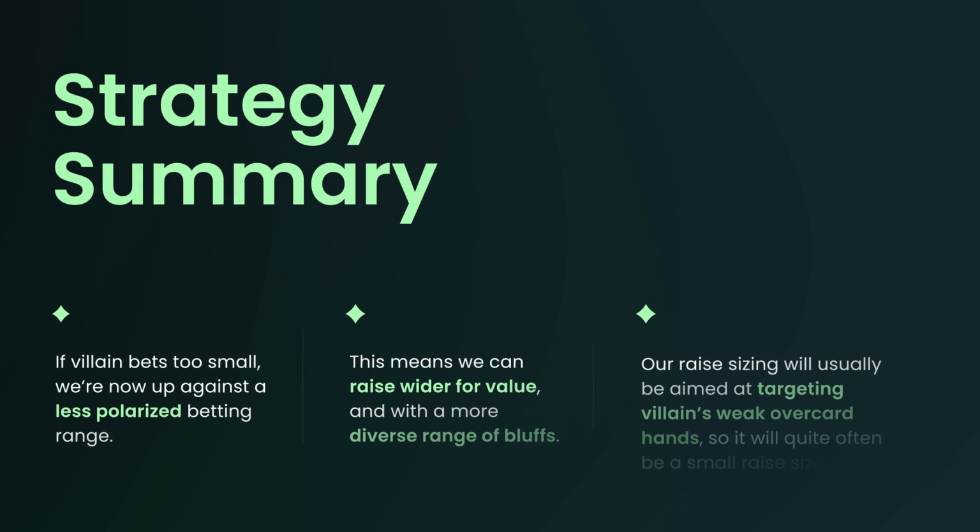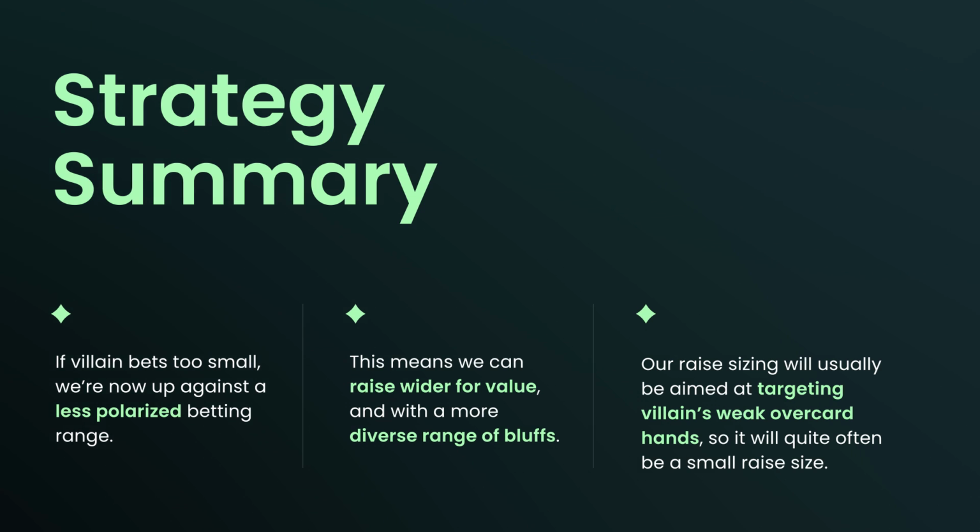So to summarize this first section, if villain bets too small on a big bet board, we're now up against a less polarized betting range. This means we can raise wider for value, including a lot of top pairs, even some middle pairs, and with a much more diverse range of bluffs, including even some hands that have very weak backdoors. Our raise sizing is usually going to be aimed at targeting villain's weakest overcard hands and the very bottom of their range in general, so it's quite often going to be a small raise size, like 33% of pot, something of that nature.